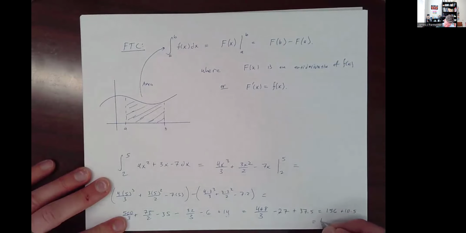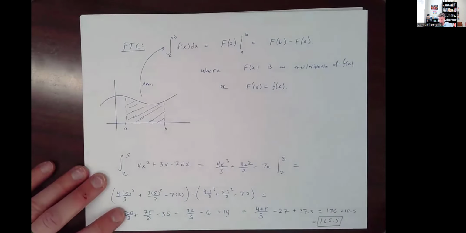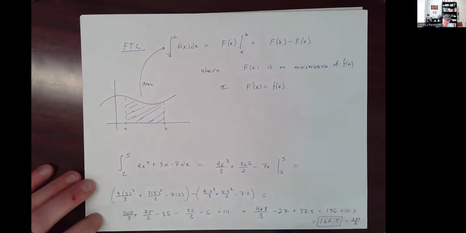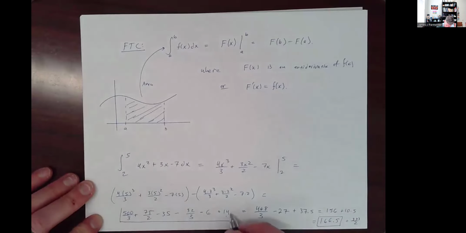So you can write this as 166.5. Or if you prefer, 333 over 2. Again, you should stop here at the very latest, I think. Let's look at some more examples then.